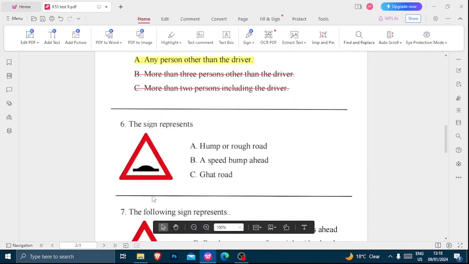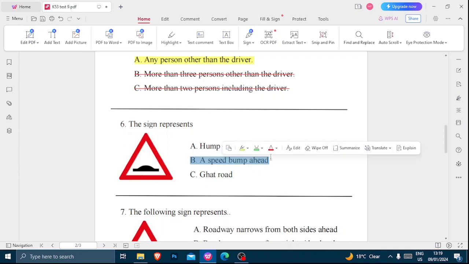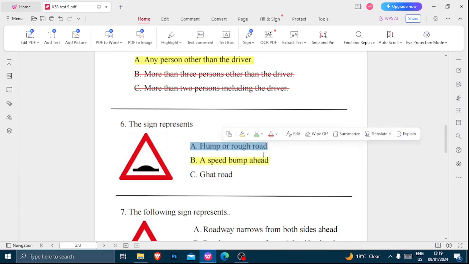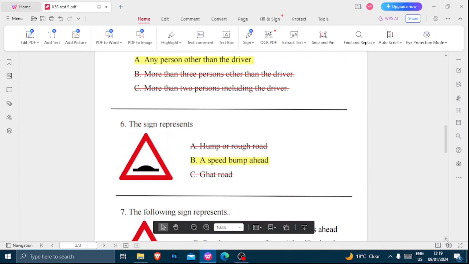The sign represents, is it a hump or rough road? Is it a speed bump ahead or a rough road? This one is what we call a speed bump ahead sign. So in fact it's a warning of a speed bump ahead, which means that a rough or hump road is incorrect, and this other one is incorrect too. Number 7.